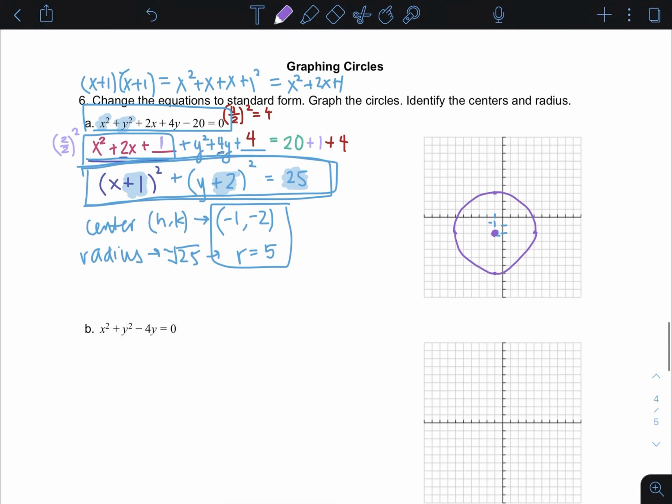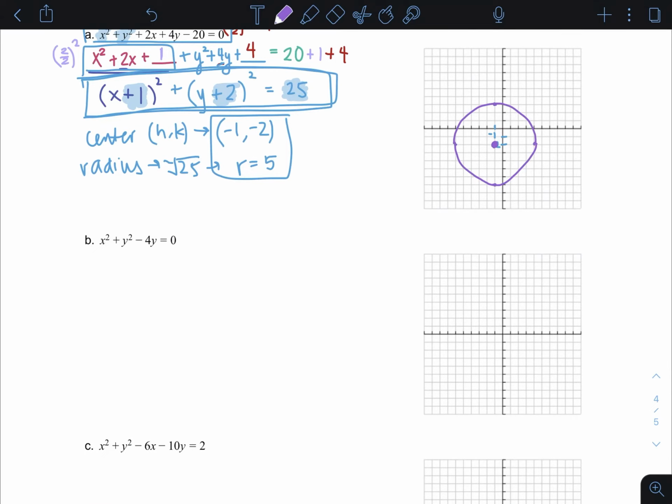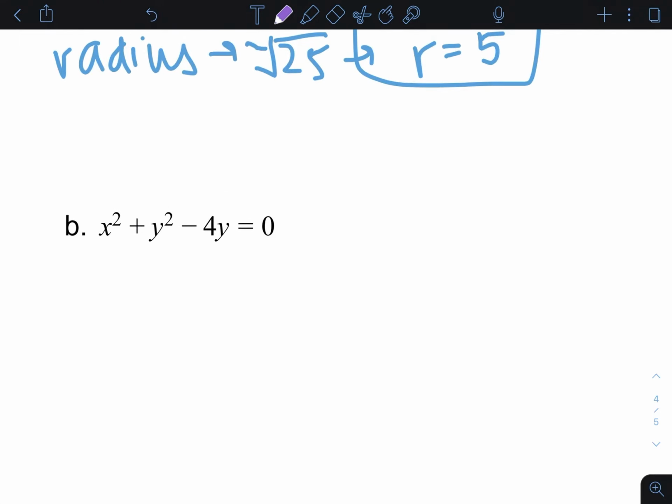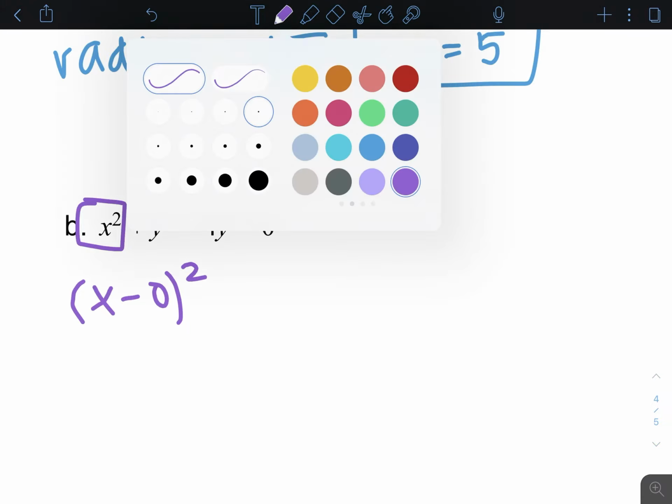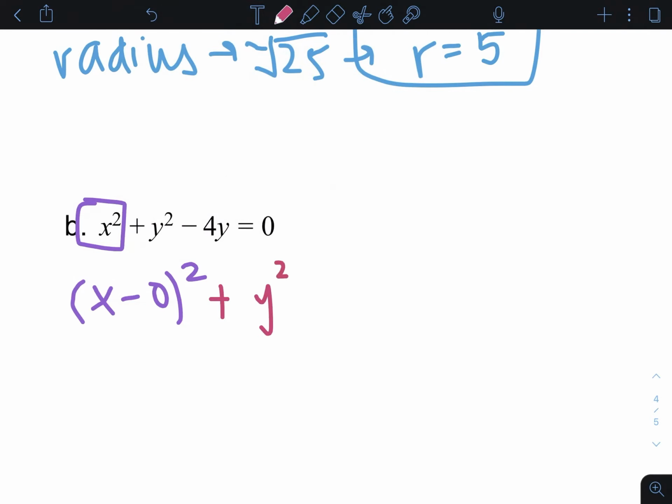Alright, let's do the next problem. So again, x's together, y's together. So in this case, the only x I have is this x squared right here. What that means is it's already a perfect square. You get to save yourself some work. This is automatically x minus 0 squared, which is awesome. And that was because there was only one x term. Your y's are all together already. Remember, you're going to have to add something extra there to be able to complete the square.